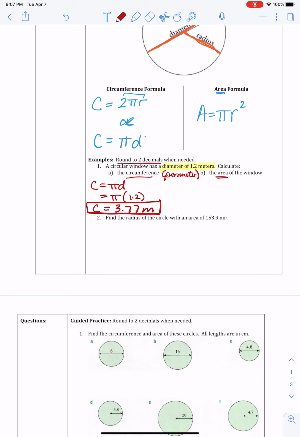So the area of a window, here we're going to use this formula. Area equals pi r squared. I don't have a radius, I have a diameter. That means I need to know the radius is the diameter divided by 2, which in this case is 0.6. So I have pi times 0.6 squared. Don't forget your order of operations, do the squared first, times pi, again using the pi key, and I get area is 1.13 meters squared.